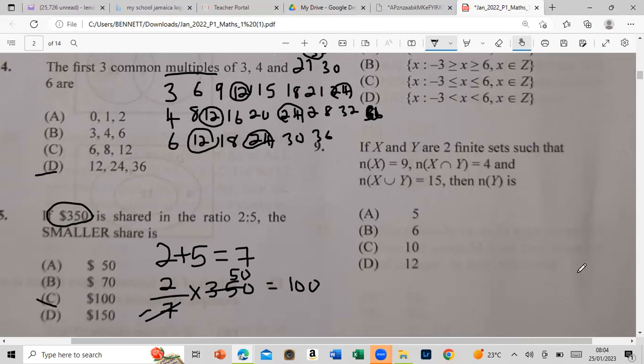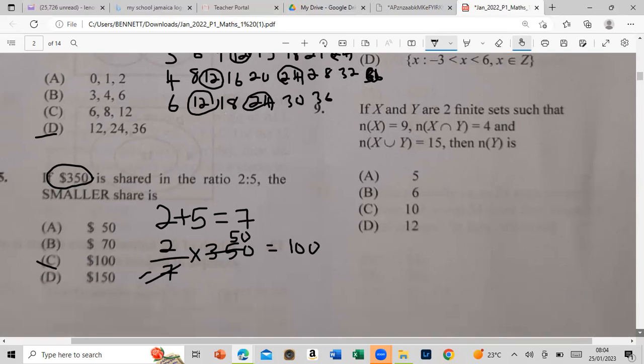Alright? So guys, if they ask for the larger share, it would be 5 out of 7, and you would have gotten 150 in that case. So look out carefully, read the questions carefully, what they ask, and so forth. Alright? Let's go up to number 6.